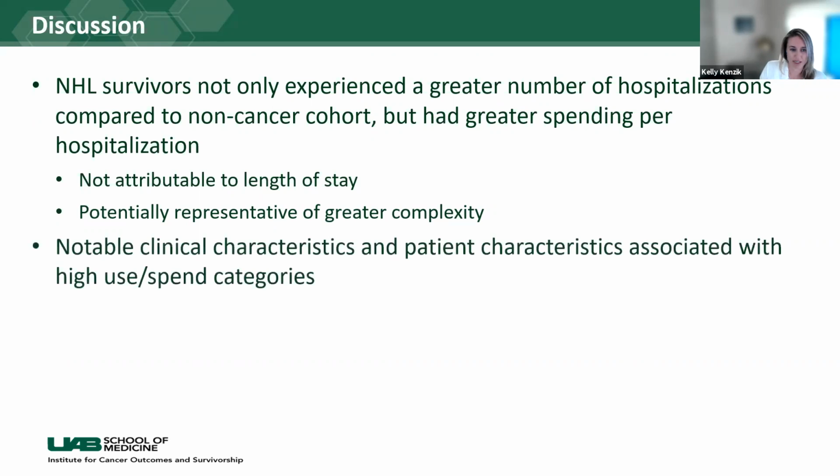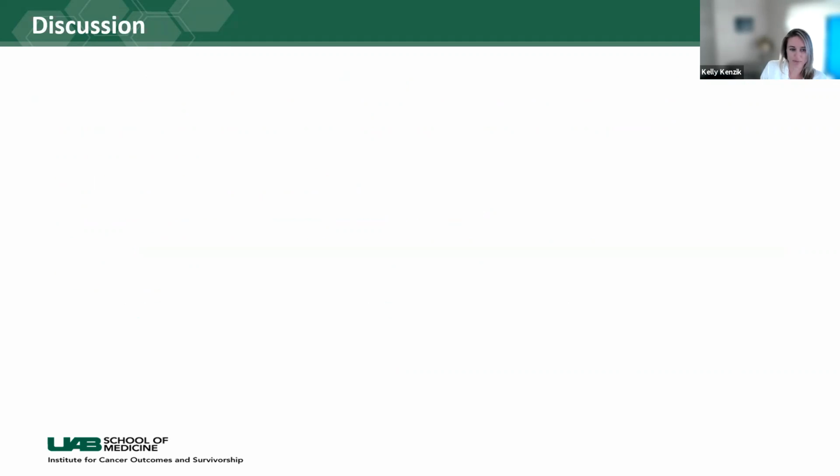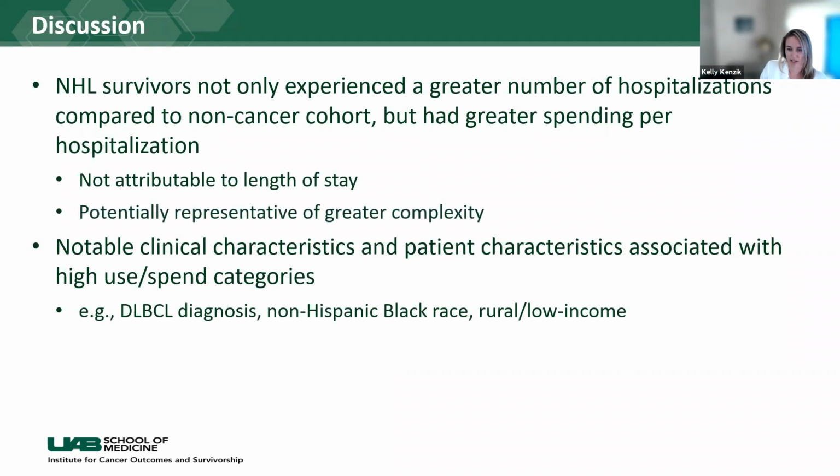Second, we did find some notable characteristics in clinical and patient characteristics. These included diffuse large B cell, Black race, rural, low income. It's important that we look further into this; that's part of hopefully the grant that will come through. We'll get to look at these issues from a more multi-level view to understand how these are associated.